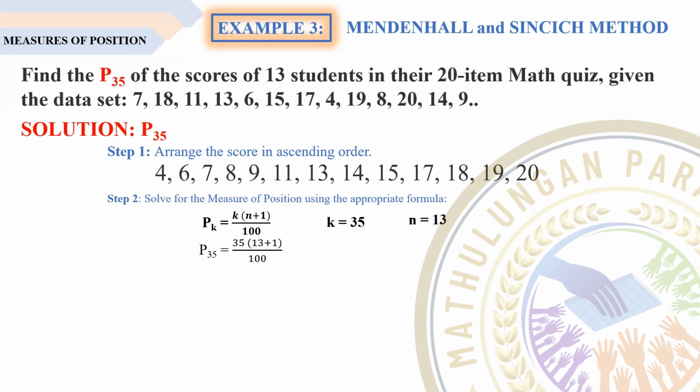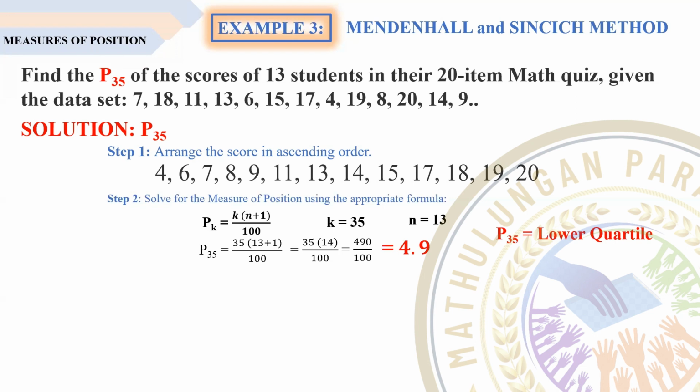Now, let us substitute the value of K and N dun sa ating formula. So, P of 35 is equal to 35, which is the value of K times 13 plus 1 all over 100. So, 35 times 14, which is 13 plus 1 all over 100. So 35 times 14 is 490 all over 100, which is 490 divided by 100. The answer is 4.9. Now, let us apply the rule.